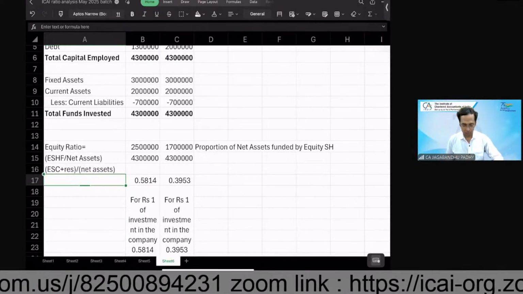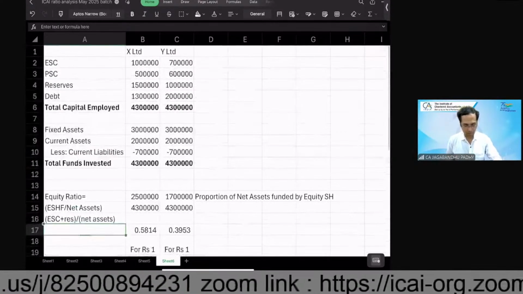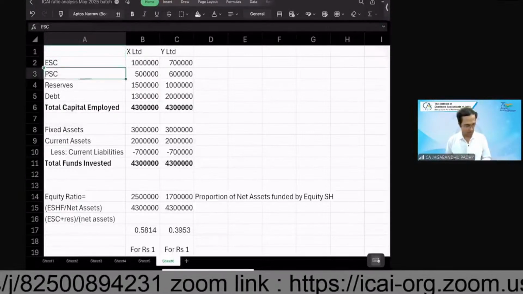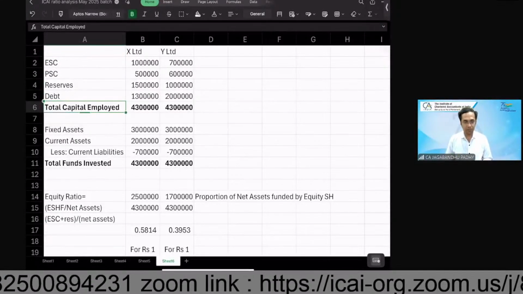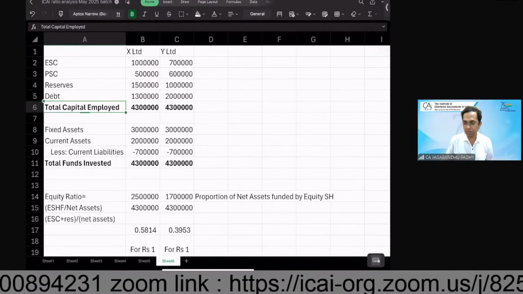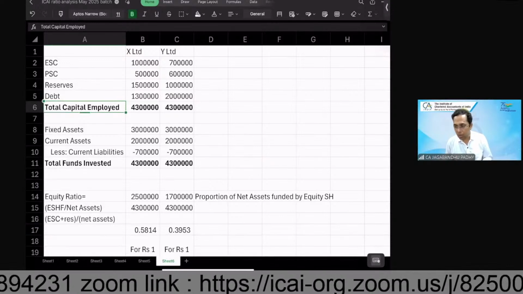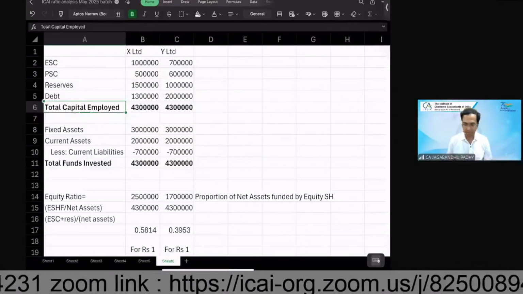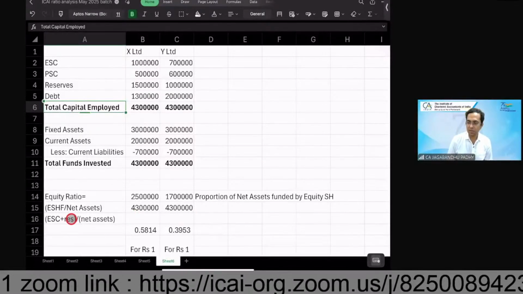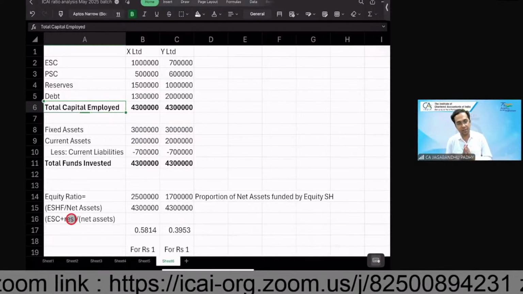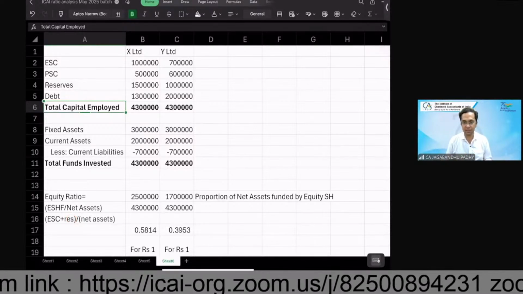Okay. Now, for these same numbers, if you want to look at another perspective, sir, will we minus fictitious asset? Yes, we will. When you are talking of reserves, obviously it's going to be net reserves. That is after subtracting the fictitious assets.